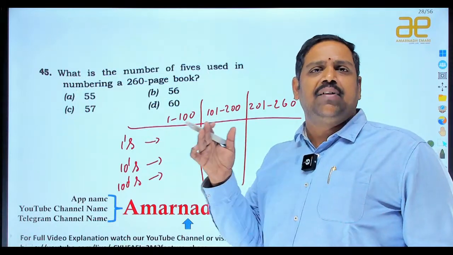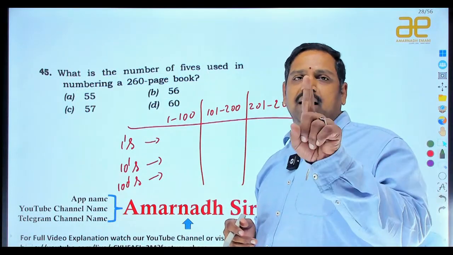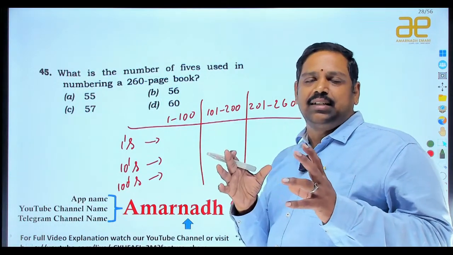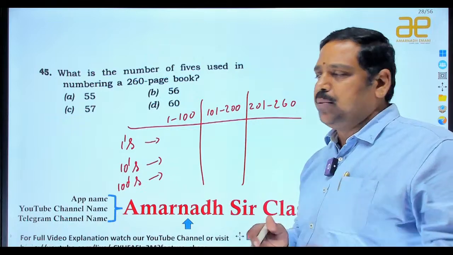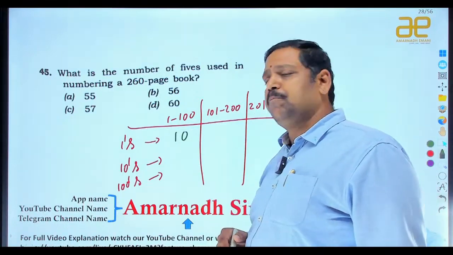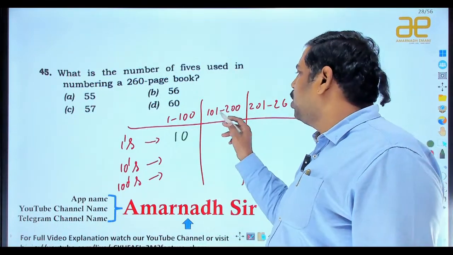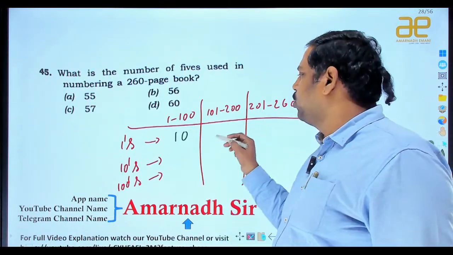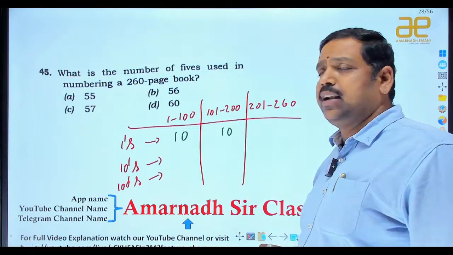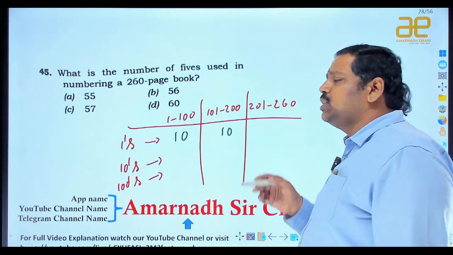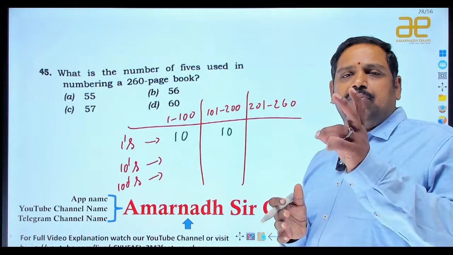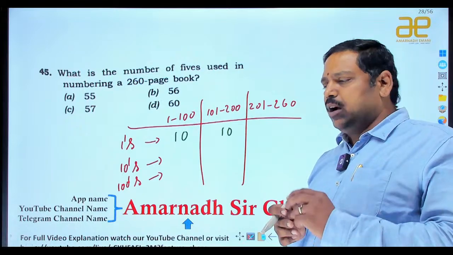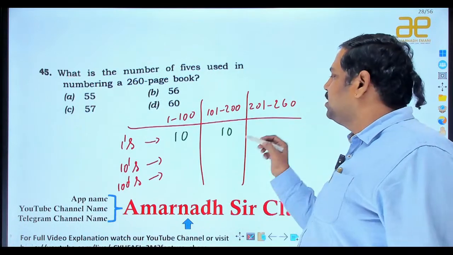5, 15, 25 and so on, right? Every 10 numbers you will get one 5. So if you count up to 100, 10 sets are there. Each set you will get 1, so 10 times. Coming to 101 to 200 also, 105, 115, 125, again 10 times, because that is 100 numbers. 201 to 260 means only 60 numbers. For every 10 numbers you will get one, right? Now if you take 60, 6 sets are there, so 6 times.